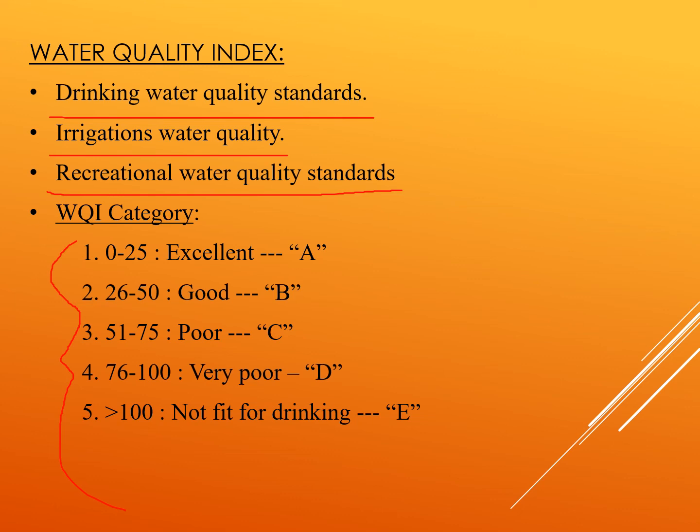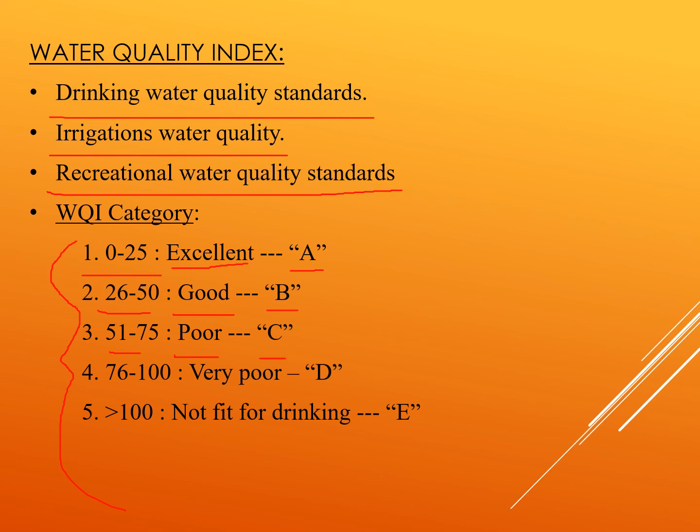The first is 0 to 25, which is considered excellent water quality, and its grade is A. Second is 26 to 50. It is considered good and its grade is B. The third one is 51 to 75. It is considered poor water quality and its grade is C.